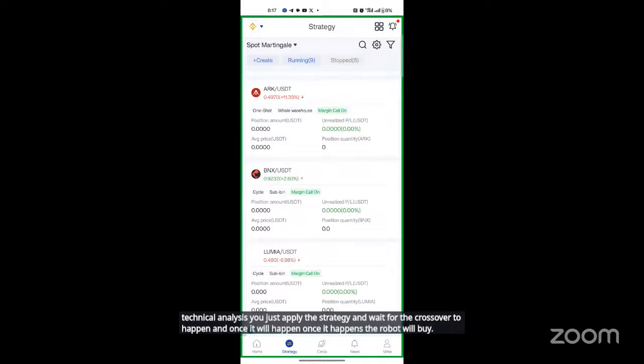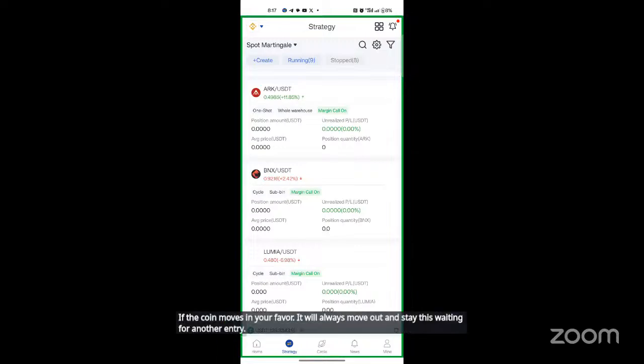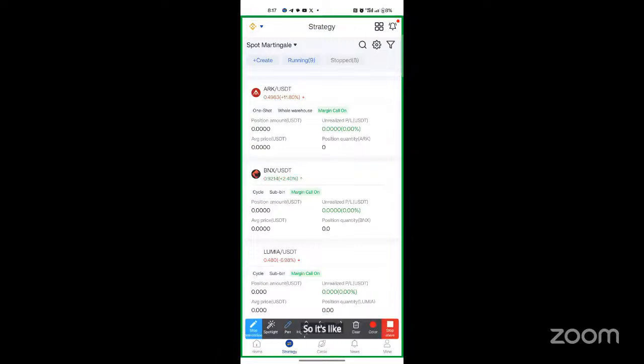The beauty about the strategy is that if the coin moves in your favor, it will always move out and stay there, waiting for another entry. So it's like you are trading one shot. The beauty is in the cycle strategy.